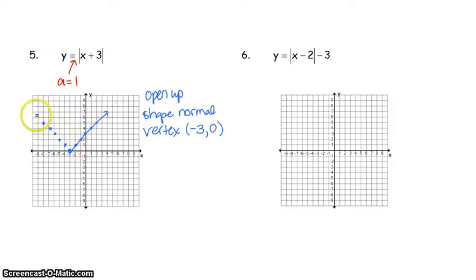And you can see that we've taken that normal absolute value graph and just moved it 3 spots to the left of the origin.